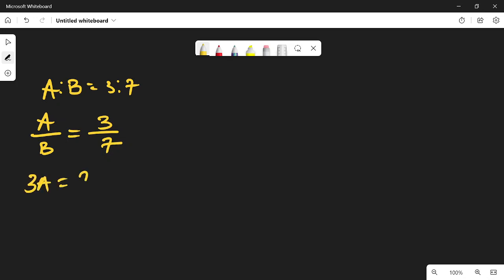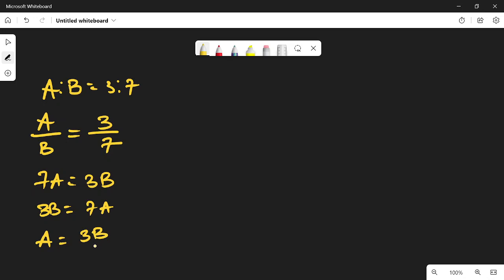Therefore, 7A is going to equal 3B. Or you say 3B equals 7A. So the value of A is going to be 3B all over 7, or the value of B is going to be 7A all over 3. That is if you interpret it completely. Let's take an example on that so that we can understand.